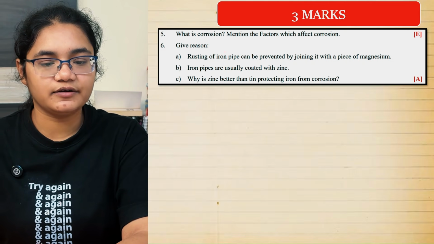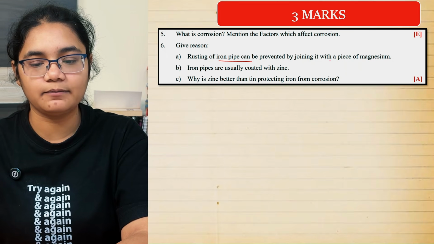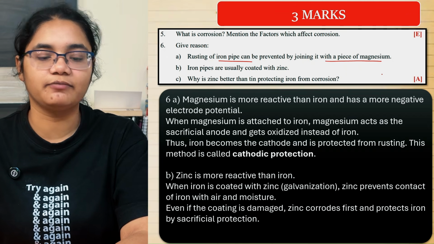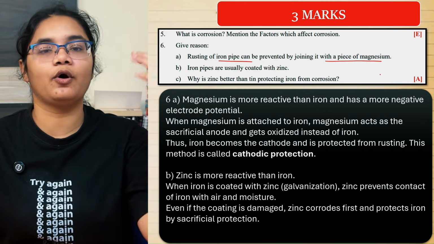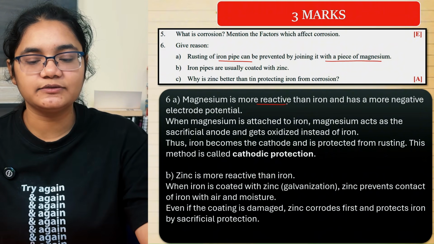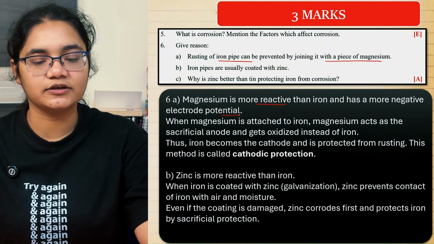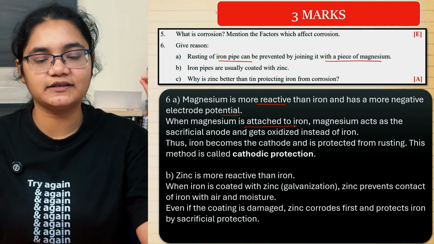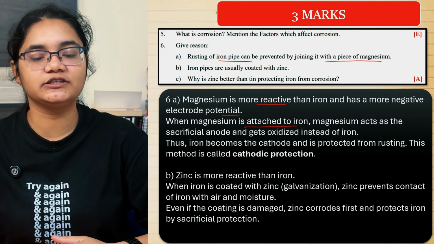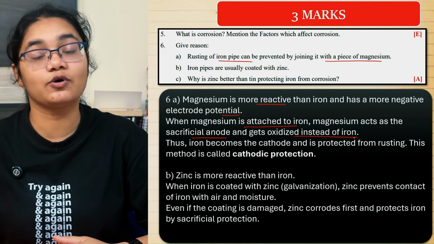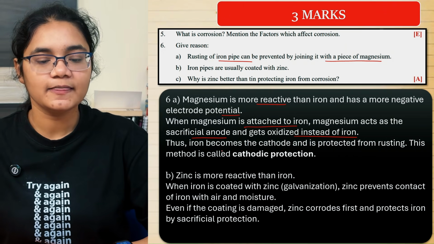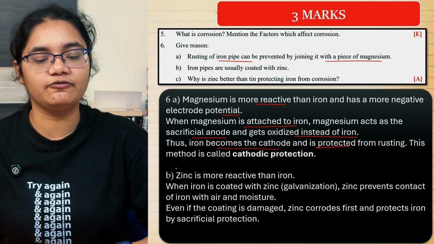Next, give reason that rusting of an iron pipe can be prevented by joining it with a piece of magnesium. This is sacrificial protection. Magnesium is more reactive than iron and has a lower reduction potential. So when magnesium is attached to the iron, magnesium acts as a sacrificial anode and gets oxidized instead of iron. So the iron becomes the cathode and is protected from rusting.